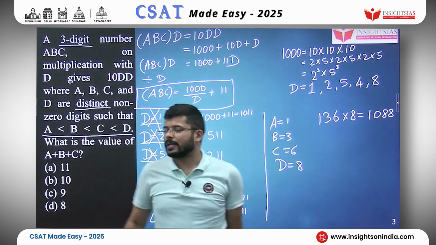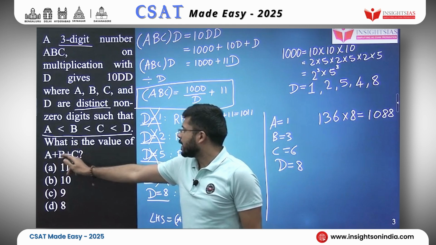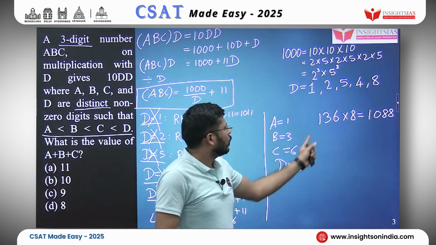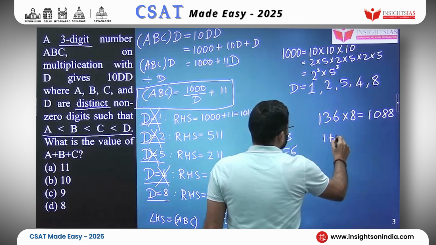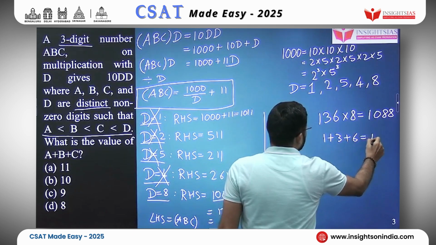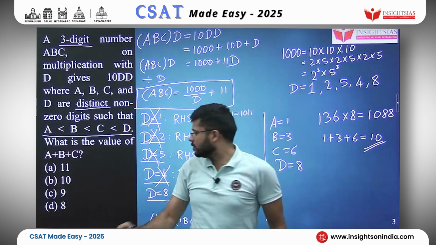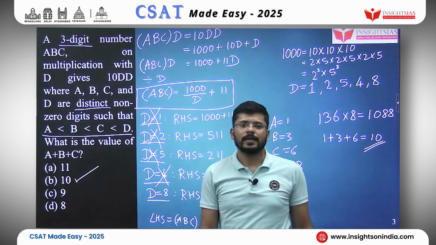But what is the question asking us? The question is asking us what is A plus B plus C. A plus B plus C, how much would it be? 1 plus 3 plus 6, that would be 10. So your answer is option B, 10.